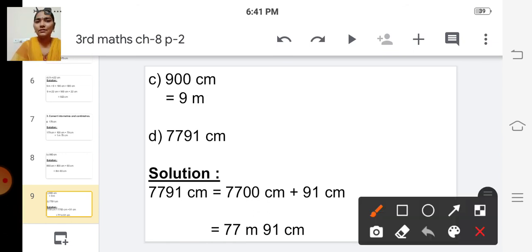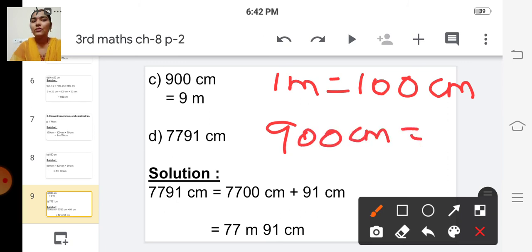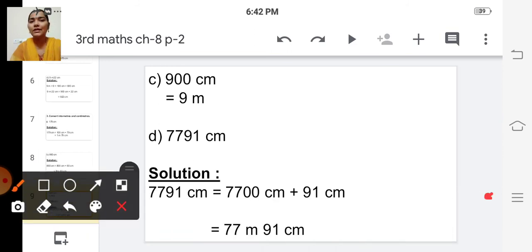900 centimeter. So we all know that 1 meter is equal to 100 centimeter. Then 900 centimeter is equal to 9 meter. Yes. So 900 centimeter is equal to 9 meter. Okay. And the next problem, D, 7791 centimeter.